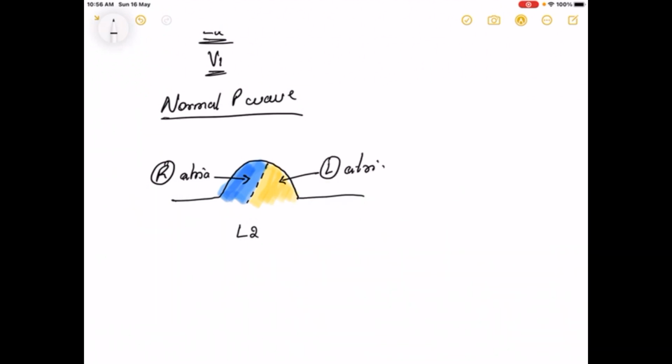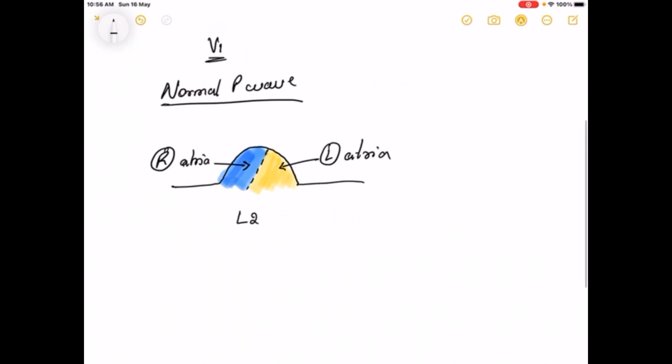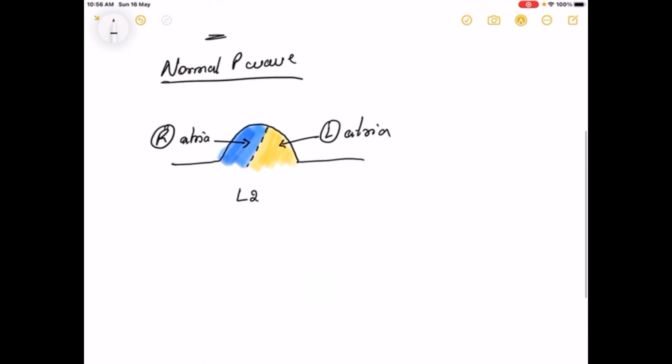This is because the right atrium depolarizes first. As the SA node is present in the right atrium, the right atrium depolarizes first, followed by the left atrium. But as I told, normally this is not deflected, whereas in case of atrial pathology, the morphology changes. So this is how the P wave looks in lead 2.